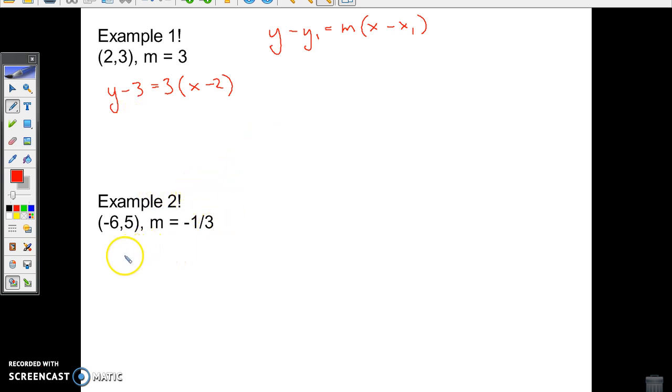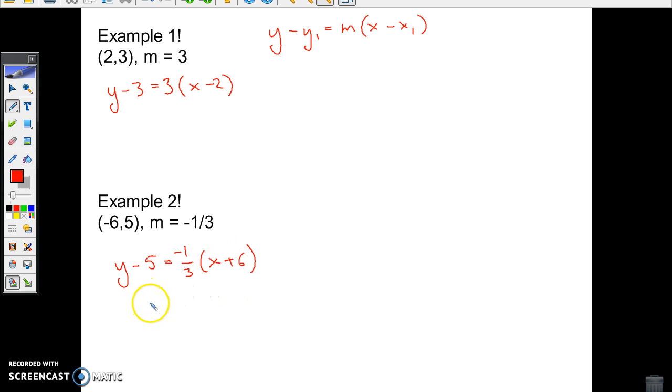So example 2, negative 6, 5, so that's in quadrant 4. No, quadrant 2, I'm sorry, my bad. Quadrant 2, and your slope is negative 1/3, so it's going to be going down to the right, but a shallow slope. Okay, so this is y minus 5, that's positive 5. And then the slope is negative 1/3, and then x plus 6, right? Because it's minus a negative 6, so it's going to change to plus 6.